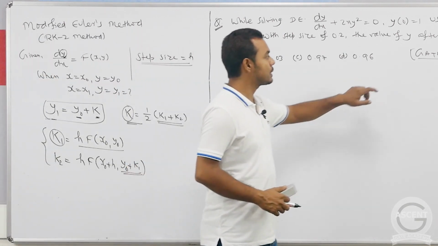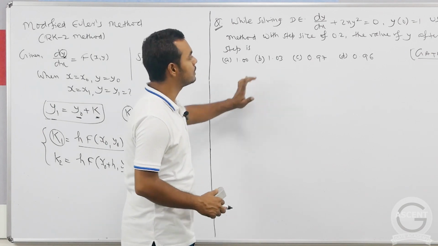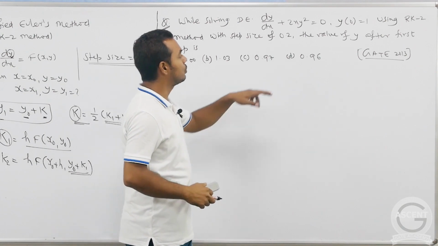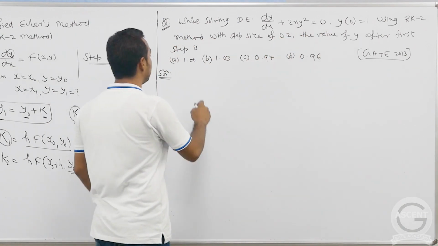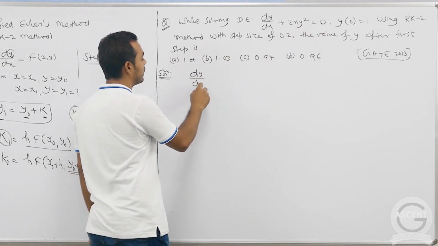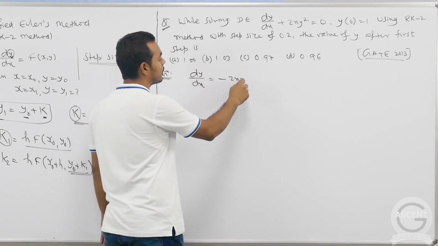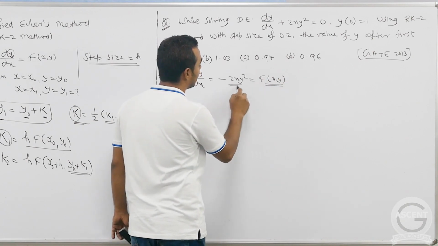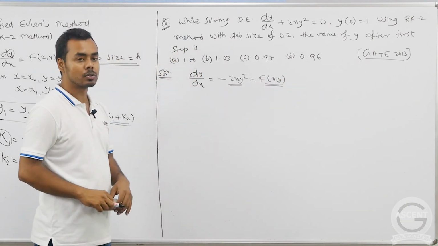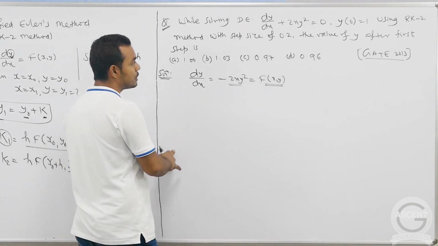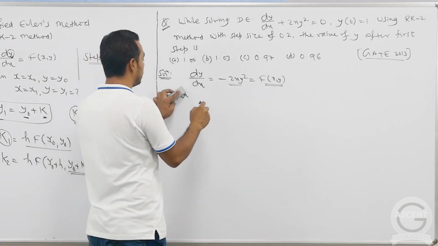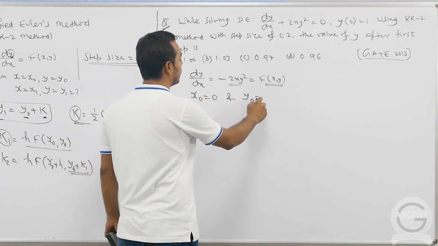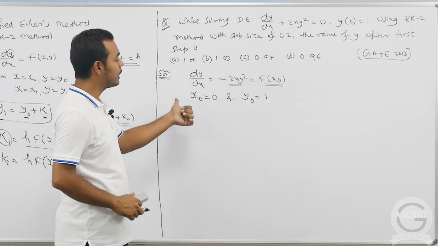Now with the help of one problem, we'll see how to calculate these things. This question was asked in GATE 2013. The differential equation given is dy by dx plus 2xy square equals 0. We can write this in standard form as dy by dx equals minus 2xy square, and this minus 2xy square is nothing but f of xy. Now y0 is 1, so x naught is 0 and y naught is 1.